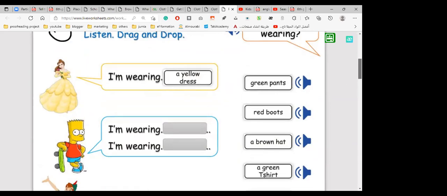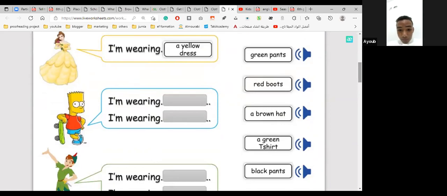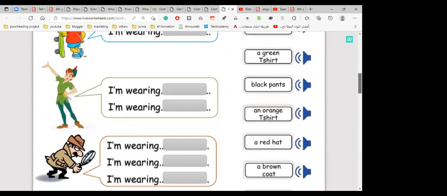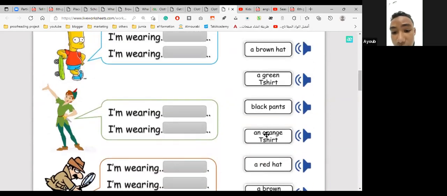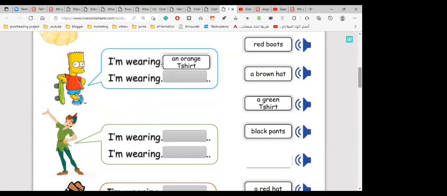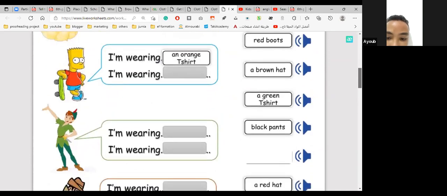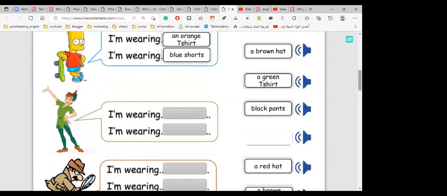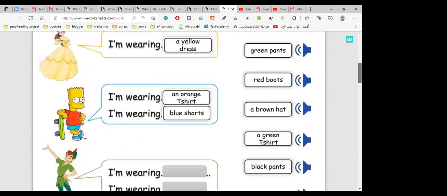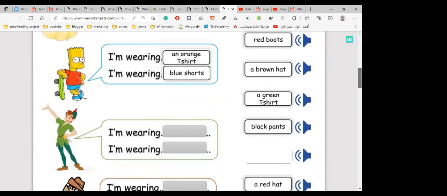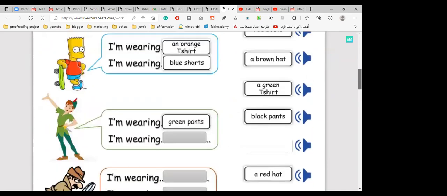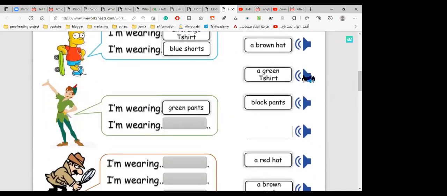What is he wearing, from the answers here? Red t-shirt. Where is the red t-shirt? We don't have a red t-shirt here. An orange t-shirt. Okay, what else? And the blue shorts. Okay, blue shorts. What about the next one? What is he wearing? Green pants. What else? And the green t-shirt too. Very good.